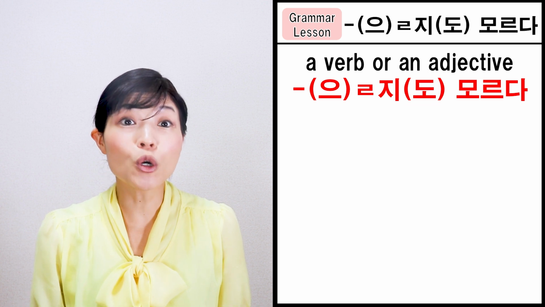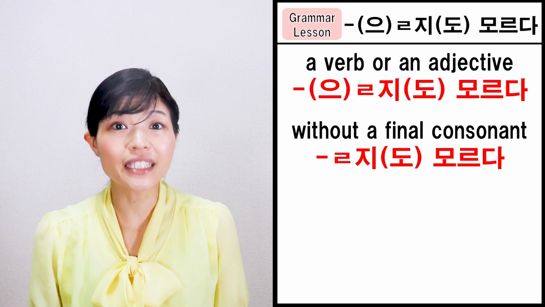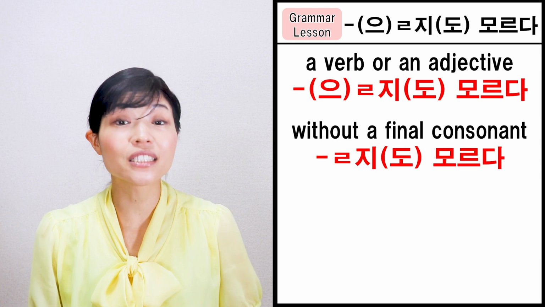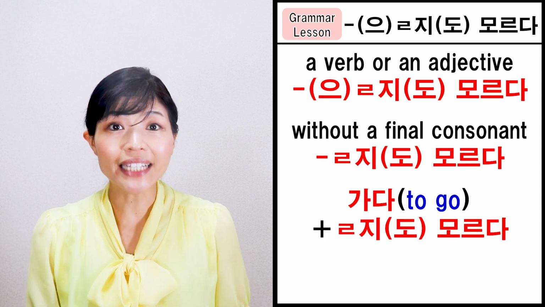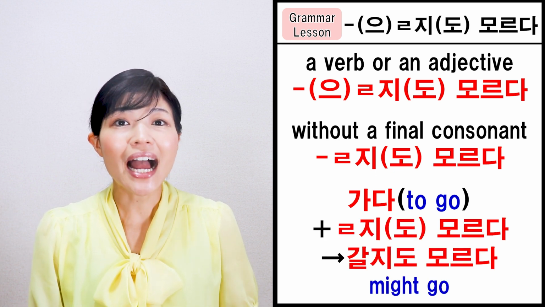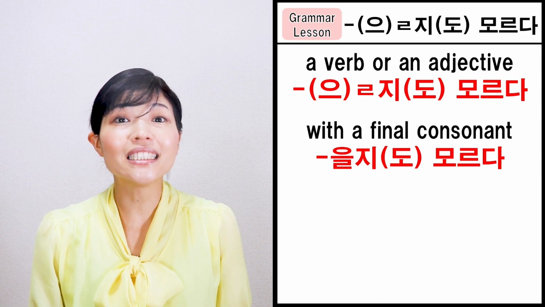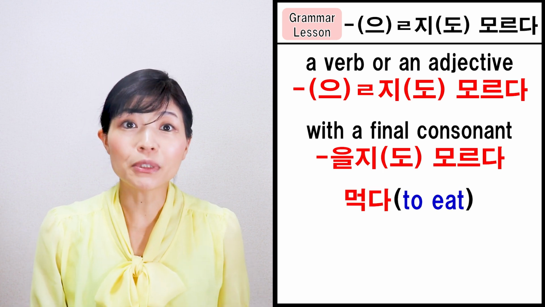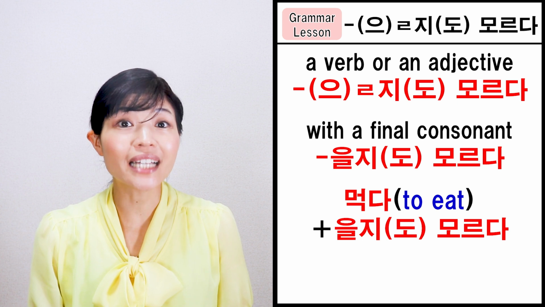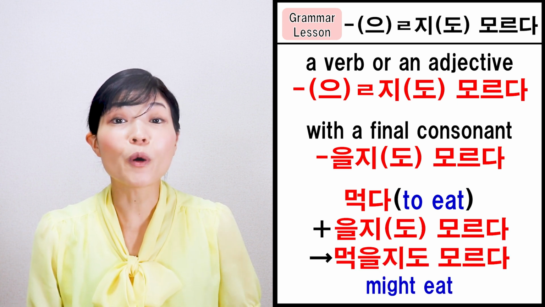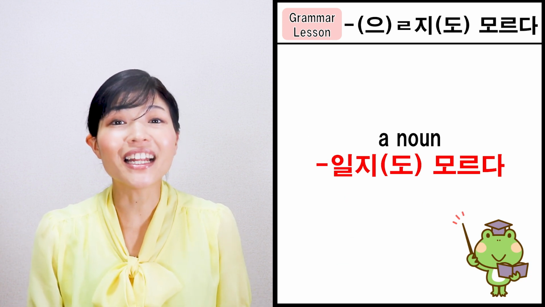You add ㄹ지도 모르다 to a verb or an adjective. For a verb or an adjective which does not have a final consonant, you attach ㄹ지도 모르다 to the stem. For example, 가다 to go does not have a final consonant. So you attach ㄹ지도 모르다 to make 갈지도 모르다, might go. If a verb has a final consonant, you attach 을지도 모르다 to the stem. For example, 먹다 to eat has a final consonant. So you attach 을지도 모르다 to the stem to make 먹을지도 모르다, might eat. For a noun, you attach 일지도 모르다 regardless of a final consonant.